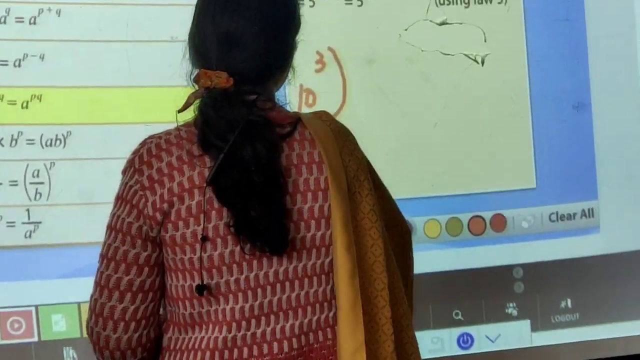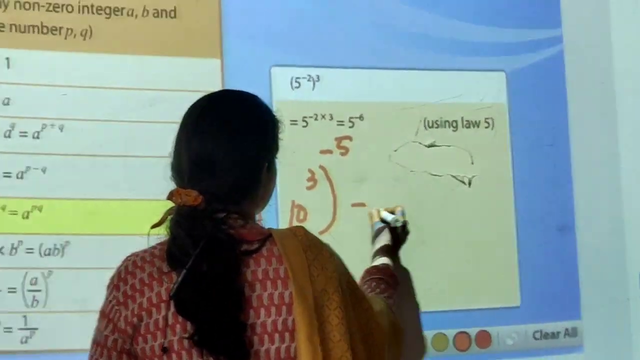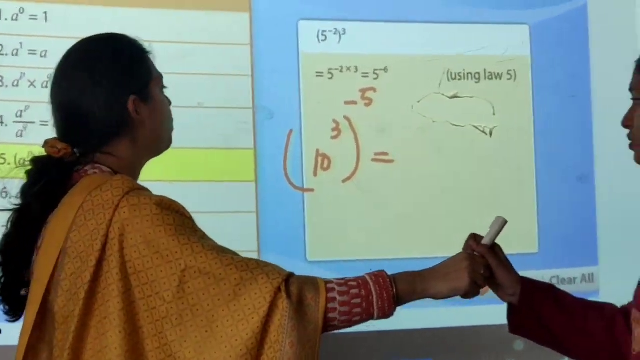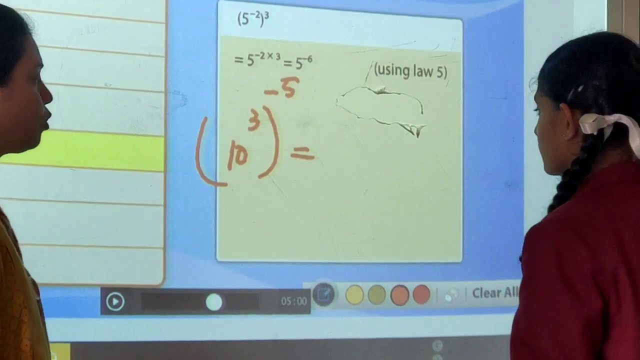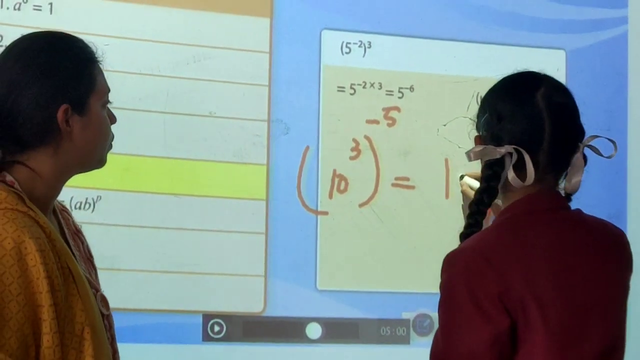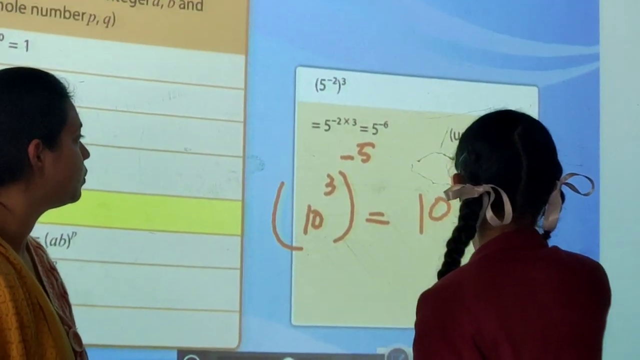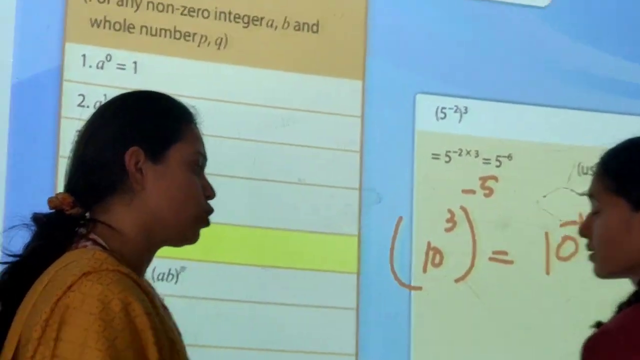3 raised to power If the answer is correct, then you can clap. 10, 3 raised to power 10 raised to power 3 whole power -5. So what to do? Yes, very good, well done.